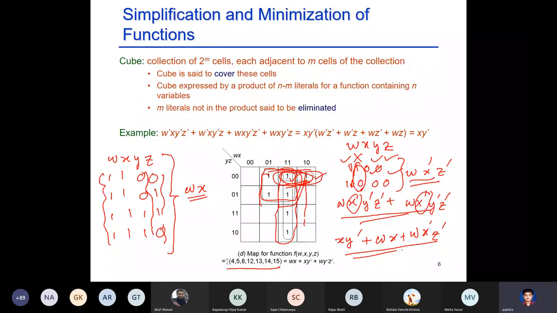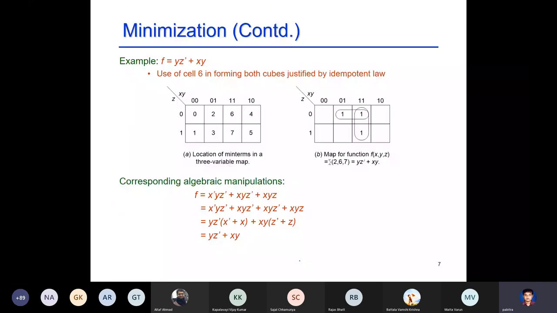Let's take another example. So this is a simple example, and that's what I have done. All right. You see here are the min terms. So naturally, what are the cubes that will be formed? This is one cube.